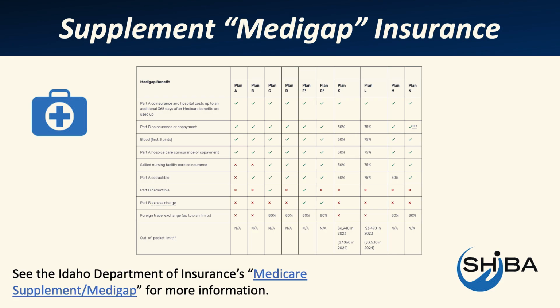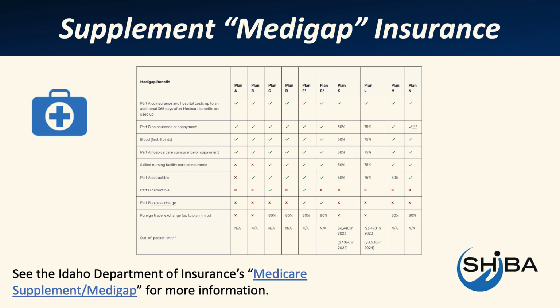Plans F and G also offer high deductible plans. With this option, you must pay for Medicare-covered costs, coinsurance and copayments, and deductibles up to the deductible amount, $2,800 in 2024, before your Medigap plan pays anything. Once the plan deductible is met, the plan then pays 100% of the covered services for the rest of the calendar year. High deductible Plan G does not cover the Medicare Part B deductible.